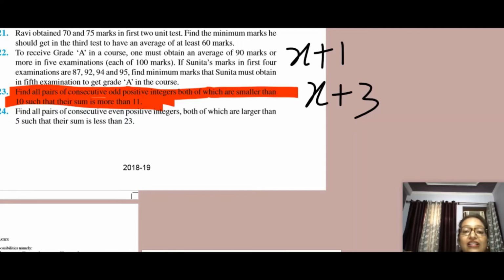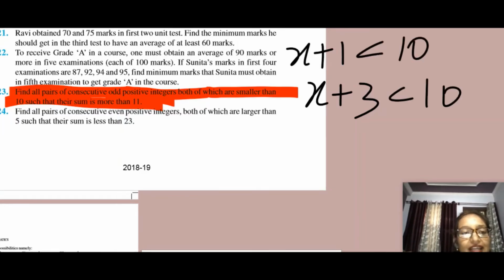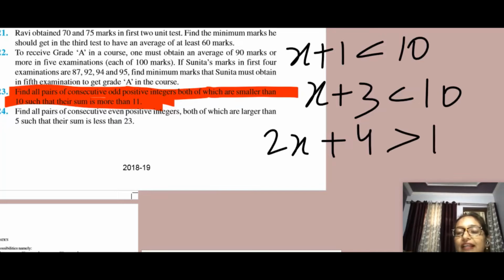So the question says both of which are smaller than 10. So both of them are smaller than 10, such that their sum is more than 11. So what is the sum? It will be 2x plus 4 is more than 11, right?